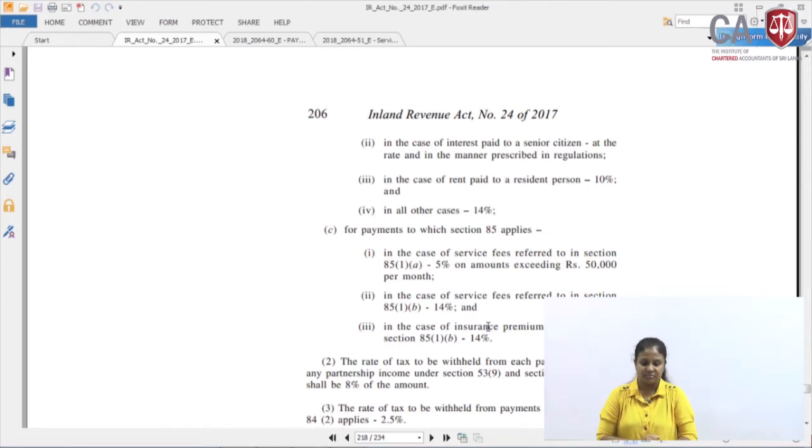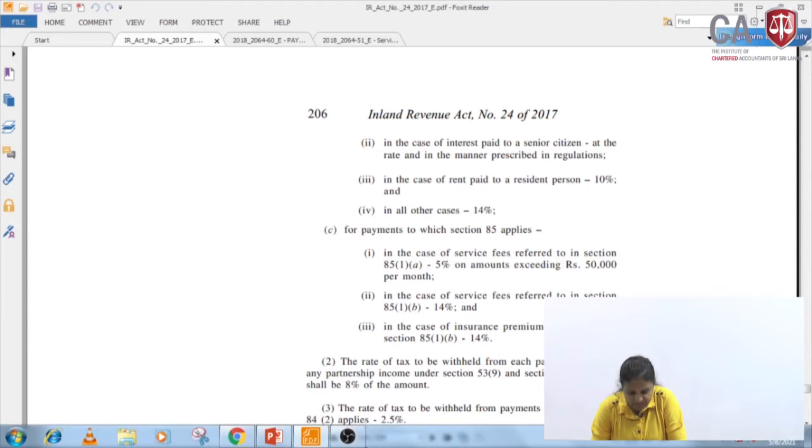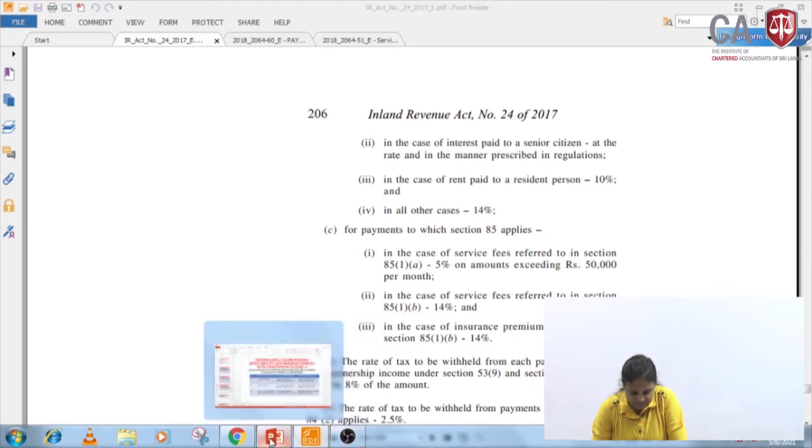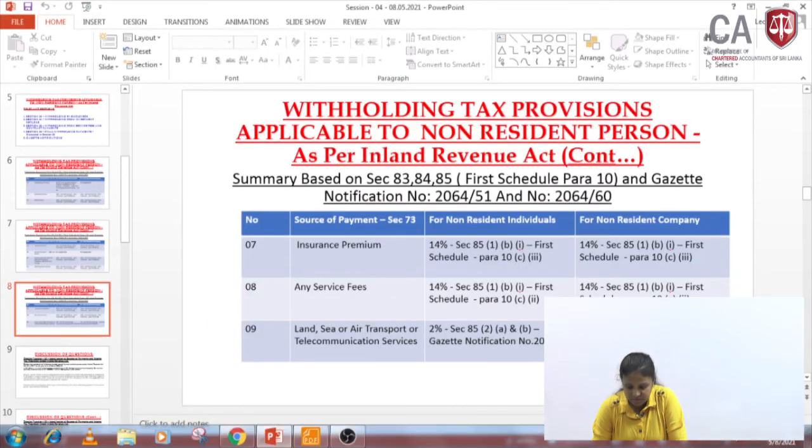I think this is clear to you, how the withholding tax rates are arrived at, and what the link is to sections 83, 84 and 85, plus the two gazette notifications with the Inland Revenue Act. I have shown how I have prepared that summary. Clear? Then I think you can absorb these things lightly. This is clear.